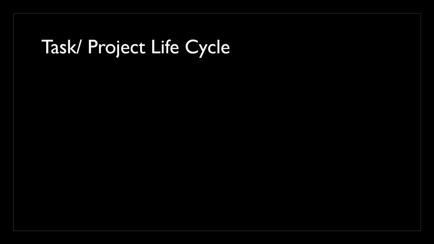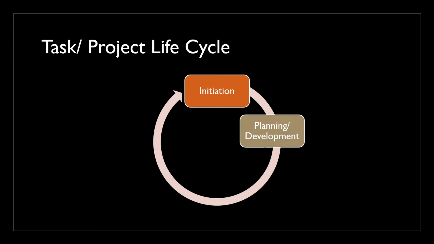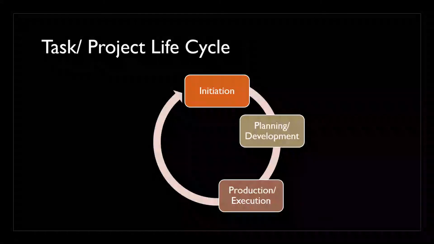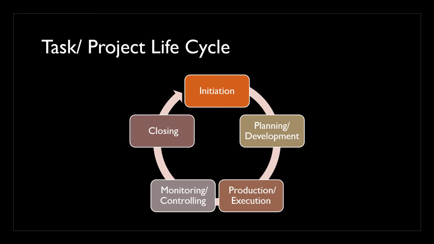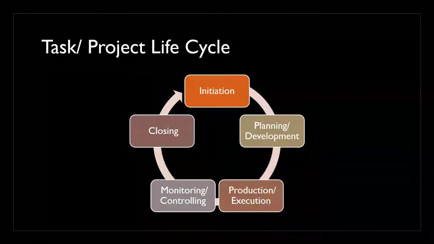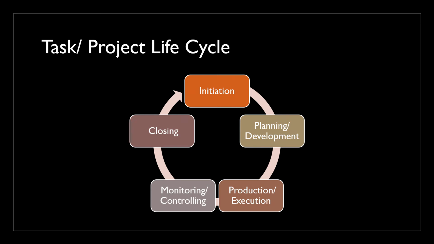Let's see the task or the project cycle. The first stage is the initiation stage. The second stage is called the planning or development stage. The third stage is the production or execution stage. The fourth stage is the monitoring or controlling stage. The fifth and last stage is the closing stage of the project or the task life cycle. Let's see them in detail one by one.